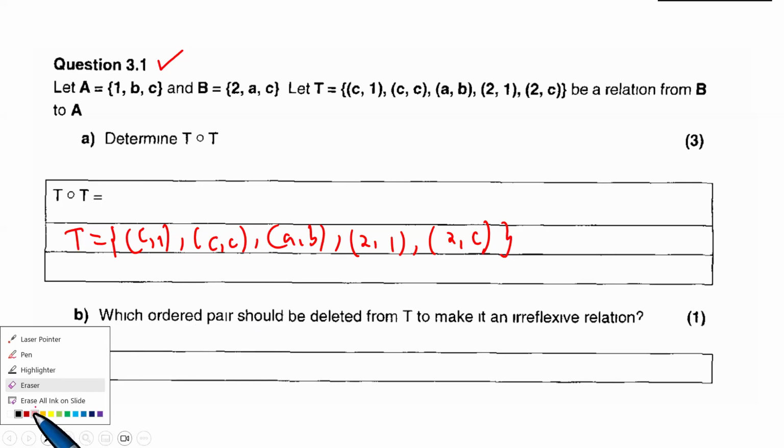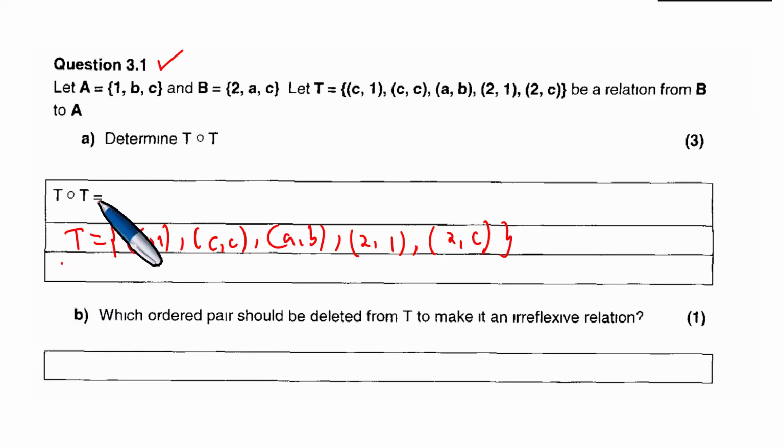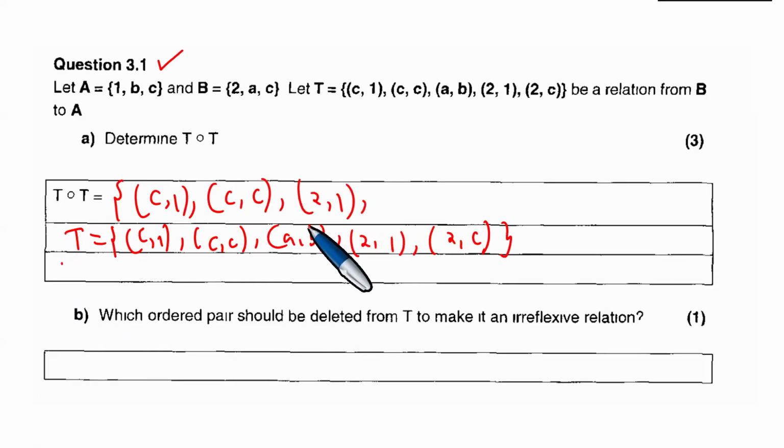Right, so the elements in the set composition of T with itself would therefore become the following. Right, so it would be C and 1, C with C, 2 and 1, and also 2 with C. And because it is a composition of the set T with itself, that is what we're able to achieve there.